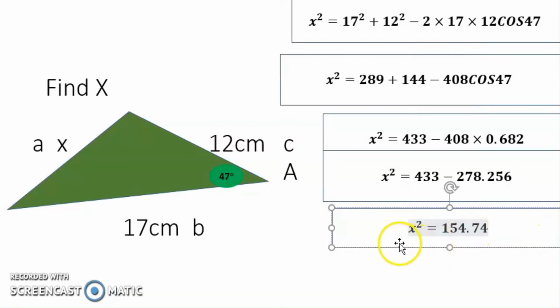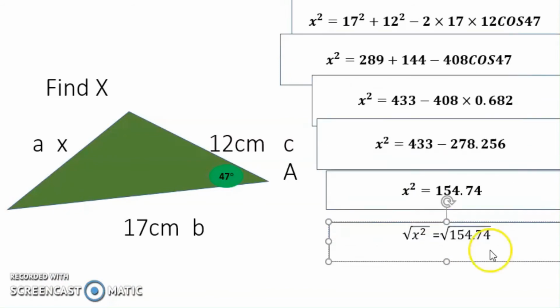154.74. So we are asked to find x, not x squared. So I find the square root of both sides to get the value of x. The square root of x squared is x, which is equal to the square root of 154.74, which is 12.4. So our answer is 12.4 centimeters.